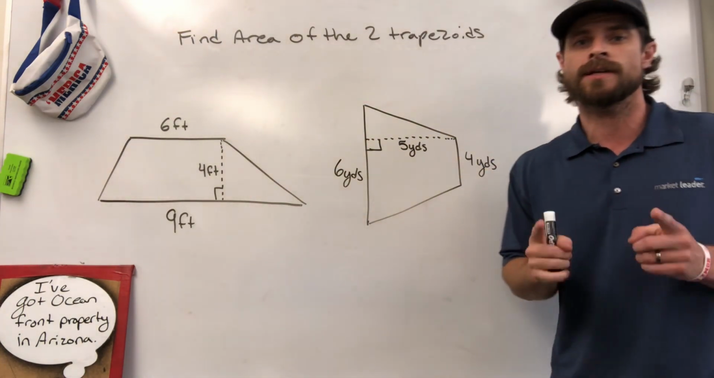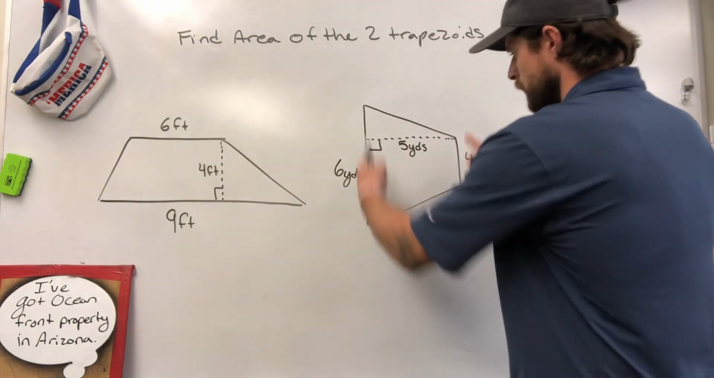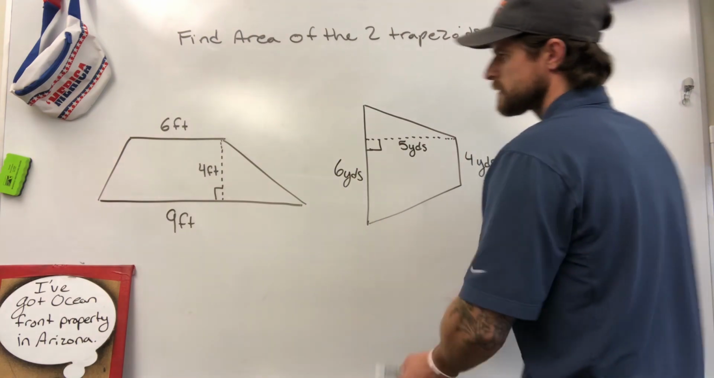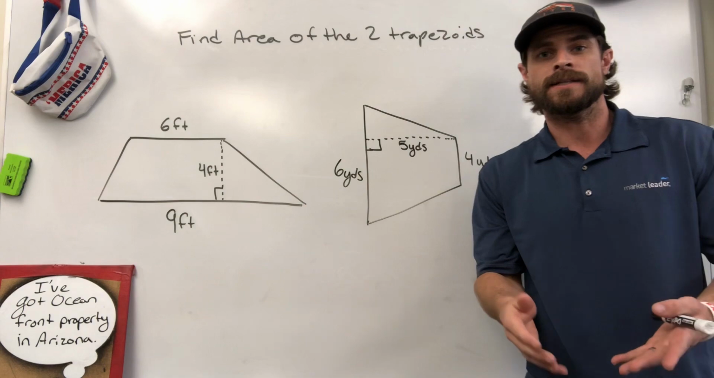So one thing you need to understand is your bases are always going to be the two lines that are parallel. So we've got parallel lines here. Those are our bases. Parallel lines here. Those are our bases, and so that's what we need to use in our formula.